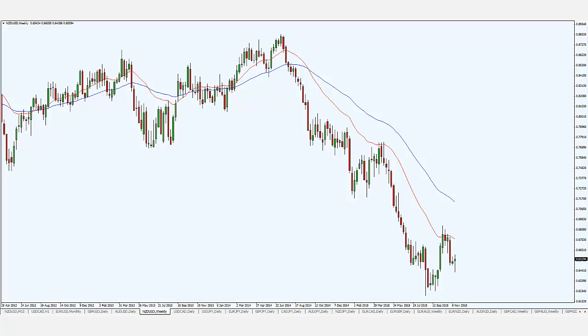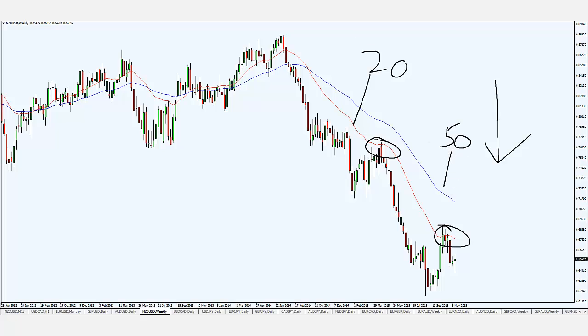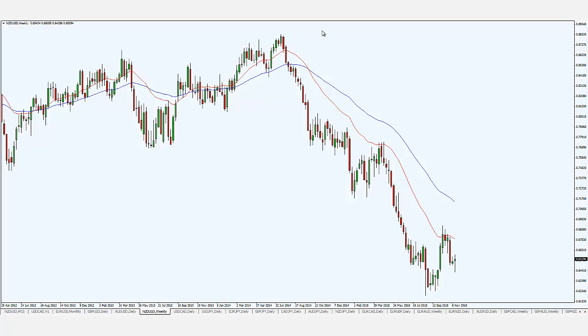Alrighty. So last week I believe we talked about the New Zealand dollar, and just a brief recap. Looking at the New Zealand dollar, this is the weekly chart. You can see that price is clearly still in a downtrend. And you can see it's respecting the 20 period moving average over here and over here. So the red line here, just to share with you, is the 20 period moving average. The blue line is the 50 period moving average. So on the weekly chart, price is clearly in a downtrend.